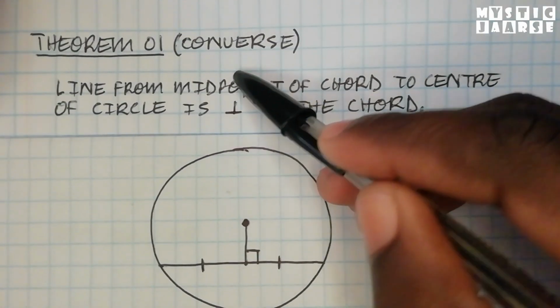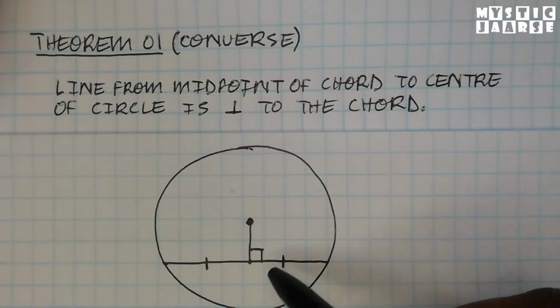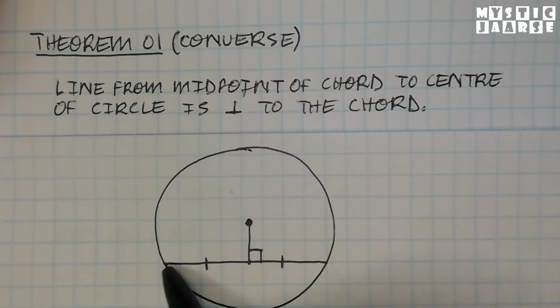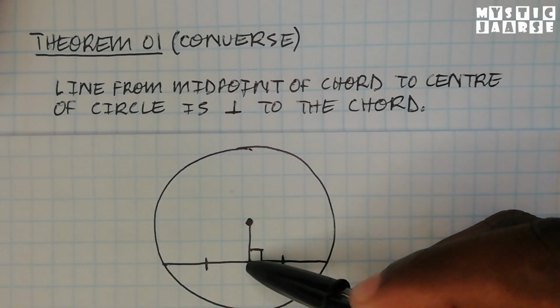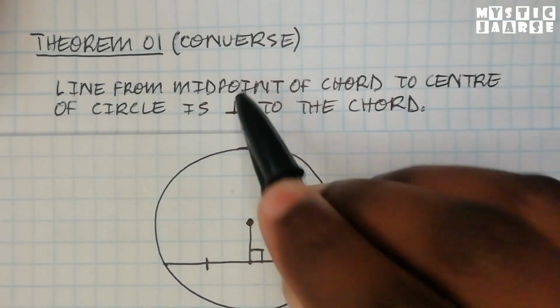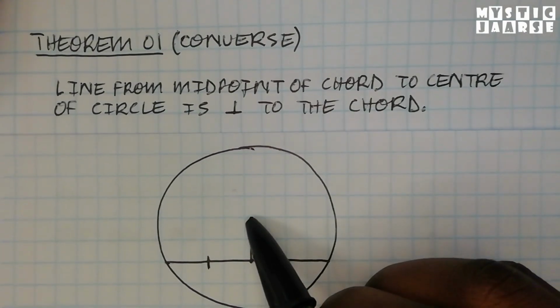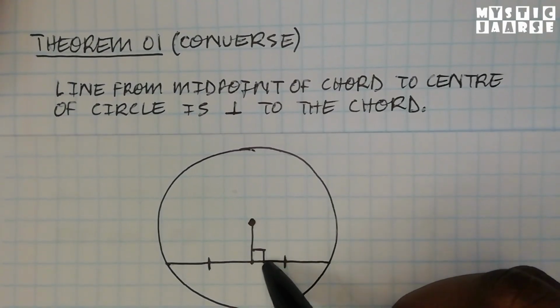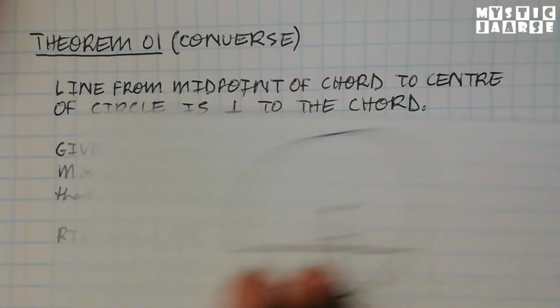When we deal with the converse of theorem 1, we are given that the chord is bisected, meaning this length is equal to this length, and the line is drawn from the midpoint of the chord towards the center, and we are required to prove that this line is perpendicular to the chord.